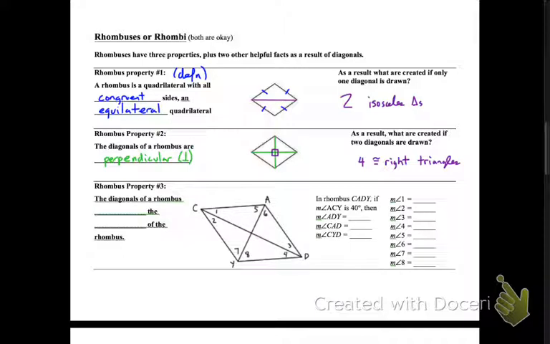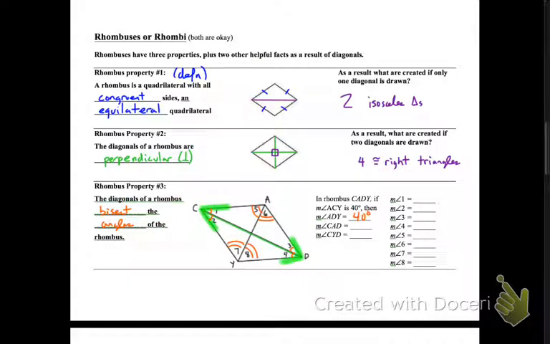Property number 3, the diagonals of a rhombus bisect the angles of the rhombus. What do I mean by the angles of the rhombus? Well, I mean this, like angles ACY and ADY and CYD and DAC.